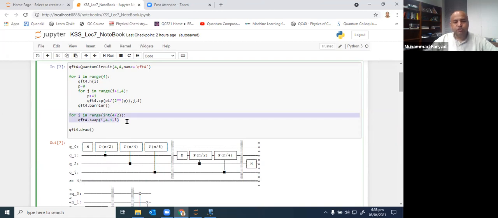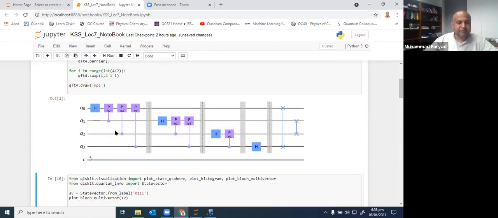And then at the end, I have these swap gates. These swap gates are essentially just swapping the ith qubit with 4 minus 1 minus i. This 4 minus 1 is written because the indexing is only 0 to 3. It's not 0 to 4. It's not 1 to 4. So let's draw it with the matplotlib library's function. Okay, so here is the circuit, and you can see this is exactly the way I was drawing over there. This Q naught has these 3 phase gates controlled by the remaining 3 qubits, and so on.